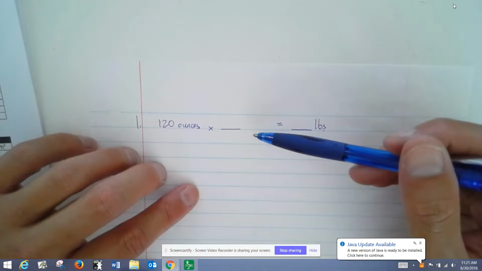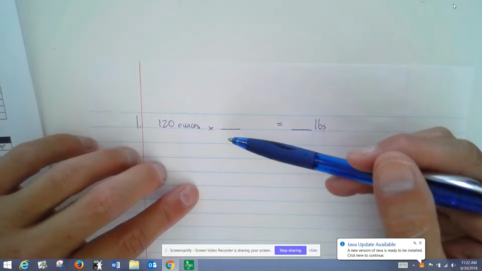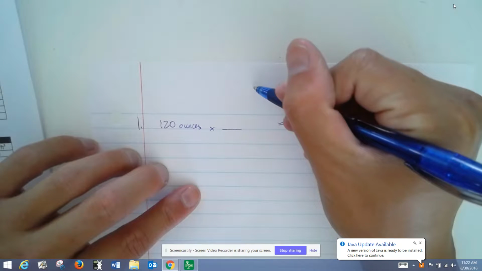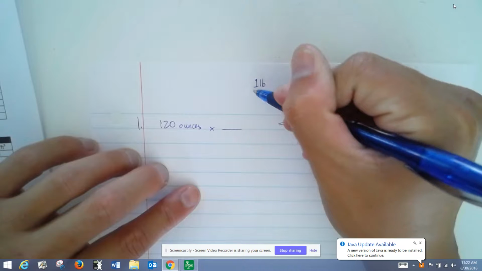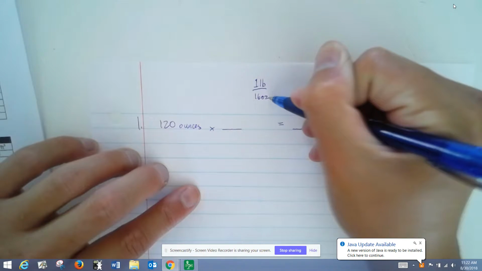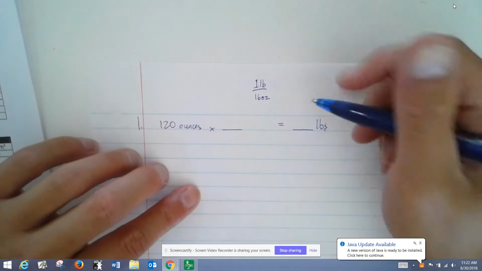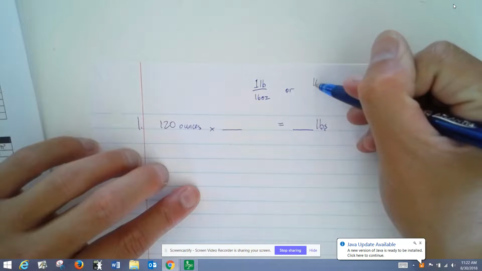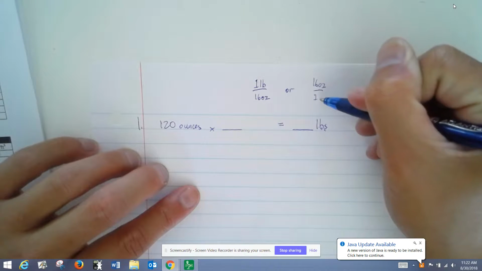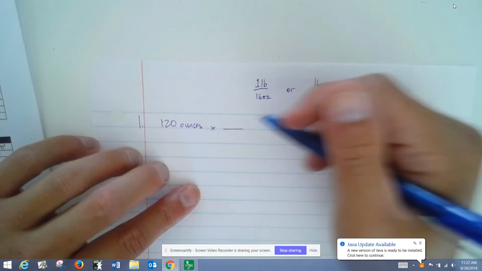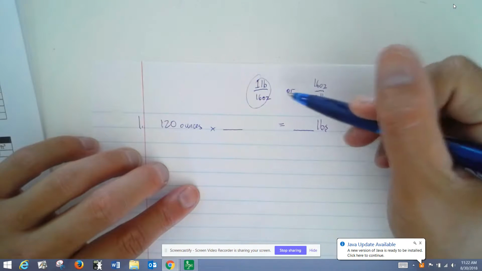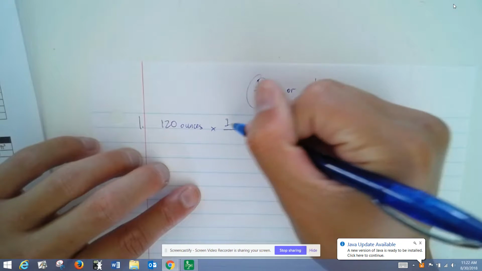So here, I'm going to put that for every 1 pound, there's 16 ounces, but I just don't know which order I'm going to put it in. It could be 1 pound per 16 ounces, or it could be 16 ounces over 1 pound. The thing is, you want to put it in the order where the ounces will cancel out. So I think we should put it in this form, because it's going to be 1 pound per 16 ounces.